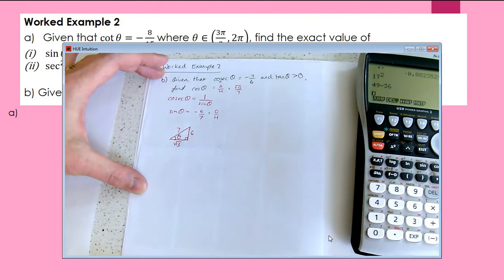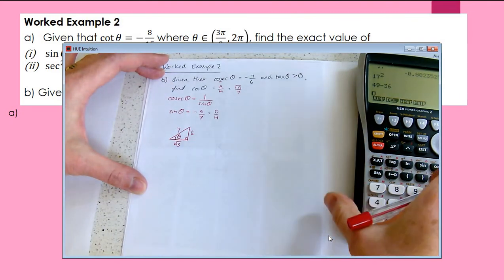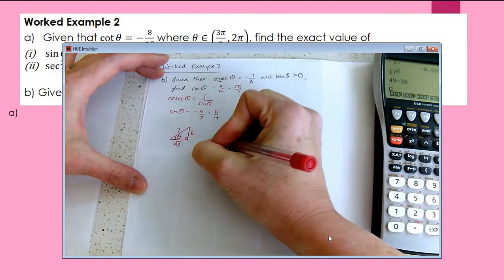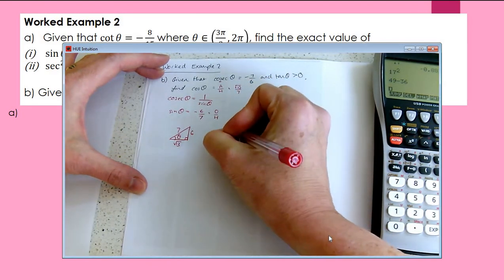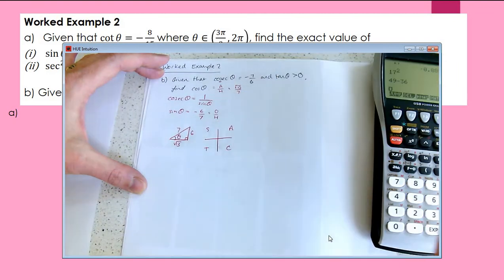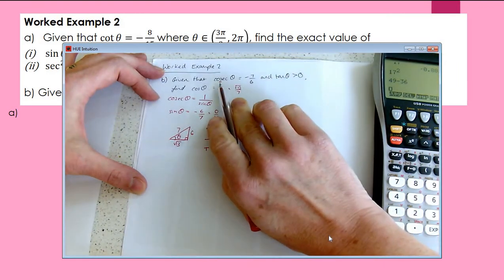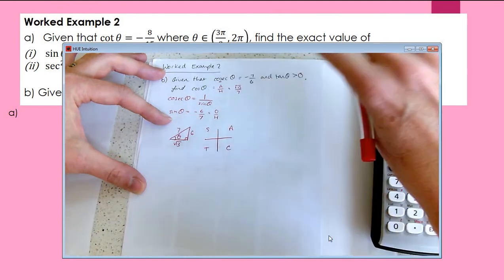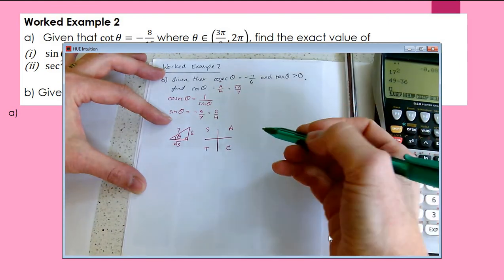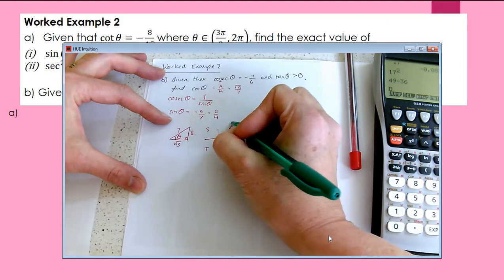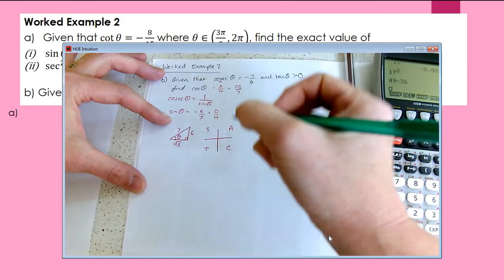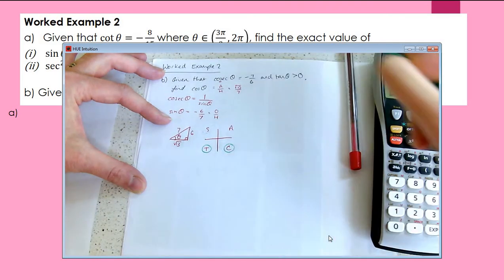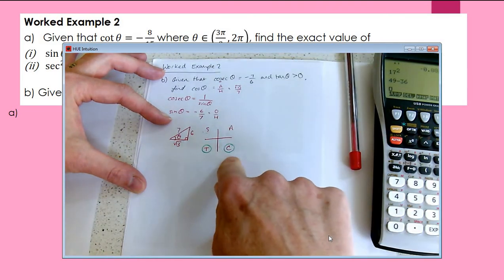But we don't know if we've got positive or negative yet. We're going to use the information in the question and a lovely CAST diagram to help. So we know that cosec, which is one over sine, is negative. So where is sine negative? Sine is positive in the A and positive in the S, so it's negative here and here, where there's no mention of sine.